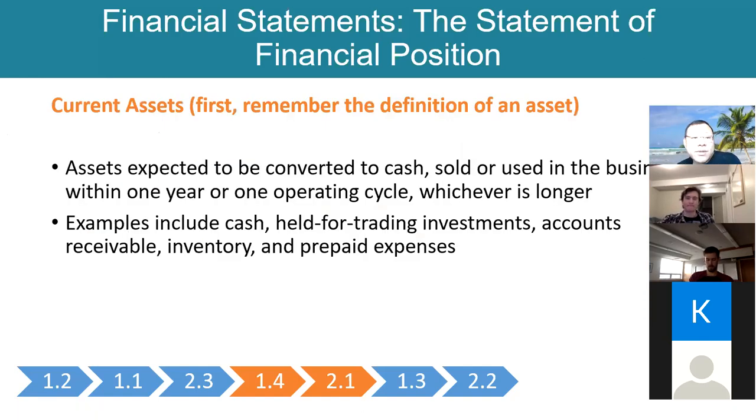Okay, so we talked about the current asset. They are expected to be converted to cash, sold or used in the business within 1 year or one operating cycle, whichever is longer. Often we are going with the 1 year standard.